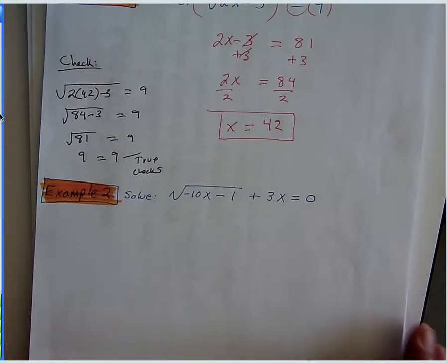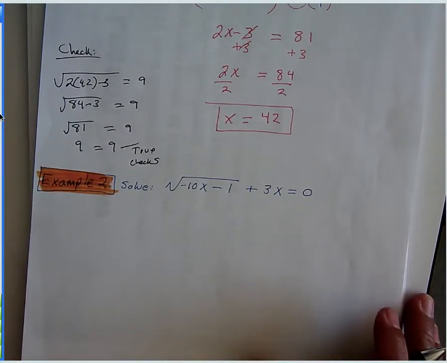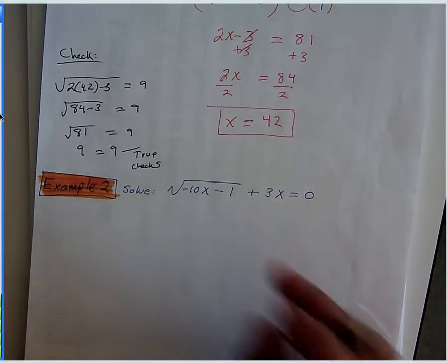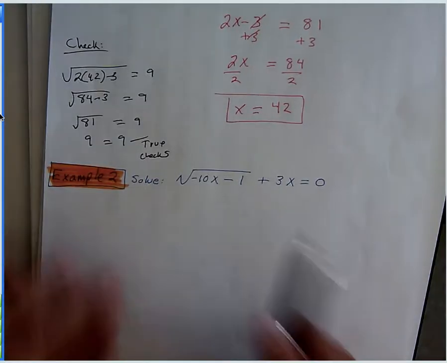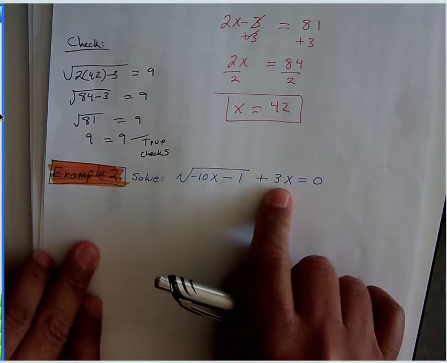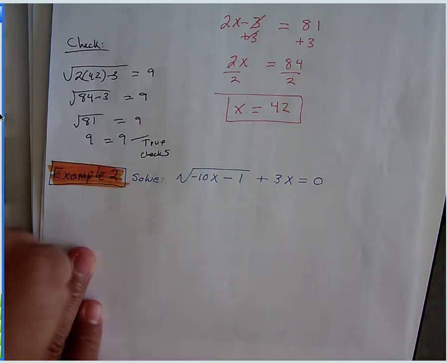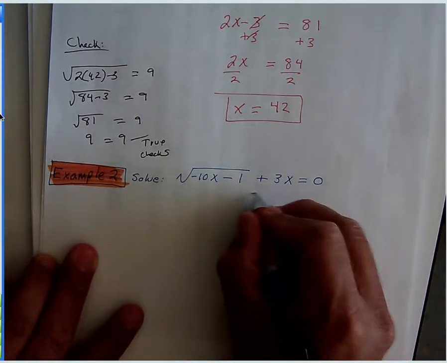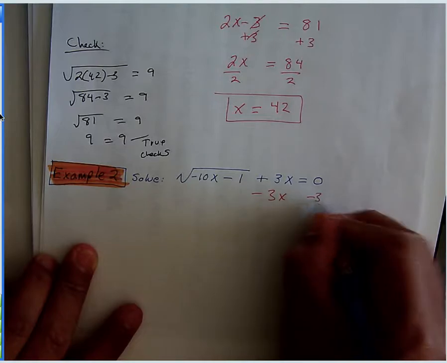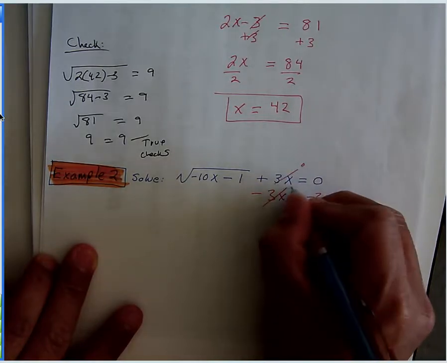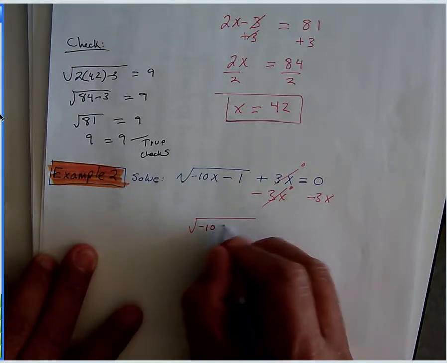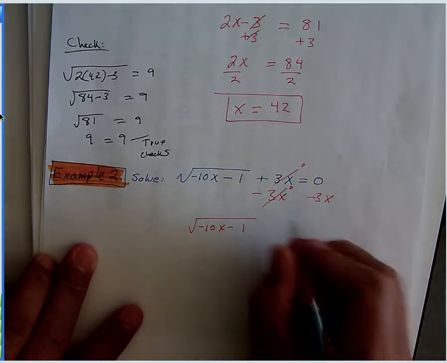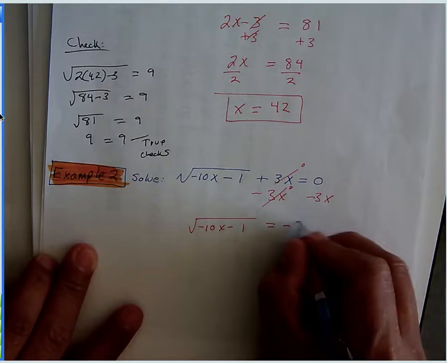Okay, example number 2. So the same thing, except step 1, remember step 1 would be isolate the radical. In this case, it's not isolated because we have this part. So you're going to have to take this part to the other side. Like that, so that becomes 0. So you're left with negative 10x minus 1 equals negative 3x.